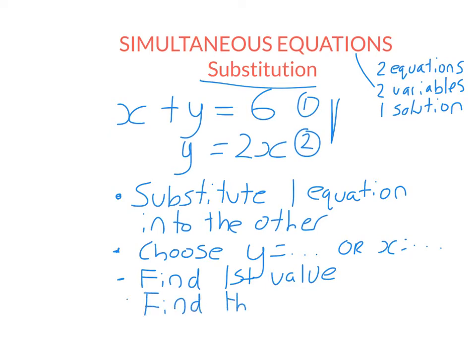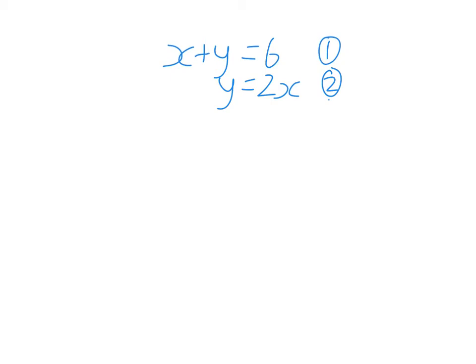If you want to pause and copy down these steps, be my guest. I'm about to get rid of them and actually do the question that I wrote up there. The question again is x plus y equals 6 and y equals 2x. I want to find a solution, a value of x and y that makes both of these statements true. I'm going to substitute the second equation into the first one, because it's in the form y equals something. This one is not in that form. So I'm going to substitute equation 2 into equation 1.